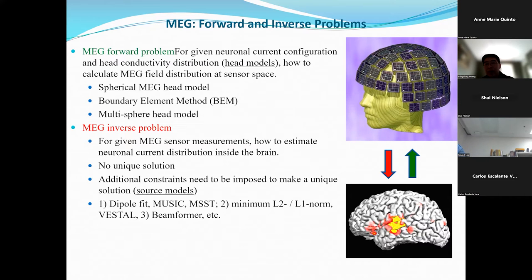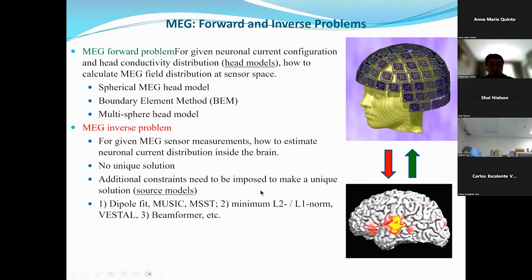Inverse modeling is, suppose for a specific moment, I take a measurement of the MEG signal in the sensor domain. How do I map into the brain and figure out what kind of neuronal current produced this magnetic field measurement? So it's a problem from outside in, the red arrow. And unfortunately, the MEG inverse model does not have a unique solution. It's the so-called ill-posed problem.